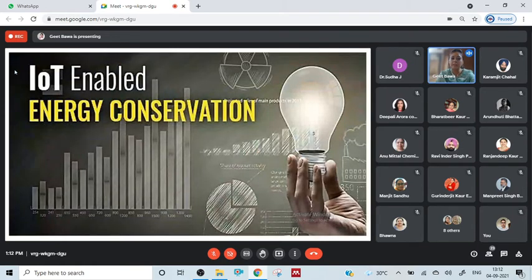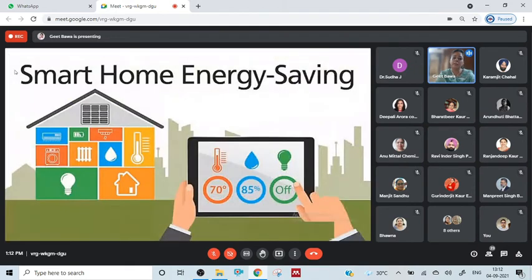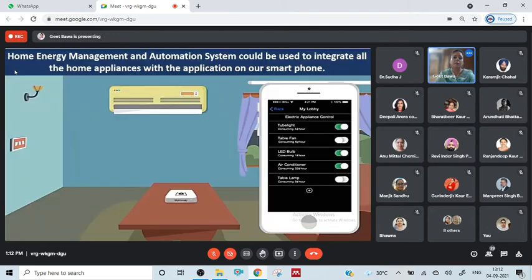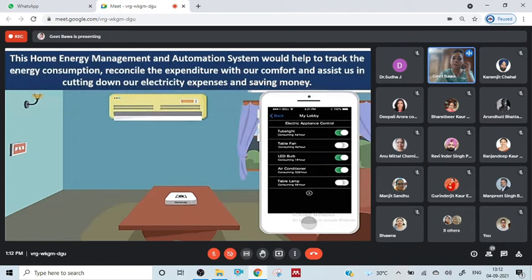Next, I would like to discuss IoT-enabled energy conservation. For that, first of all, I will discuss smart home energy saving. A home energy management and automation system could be used to integrate all the home appliances with an application on our smartphones. And this home energy management and automation system would help to track the energy consumption, reconcile the expenditure with our comfort, and assist us in cutting down our electricity expenses and saving money.